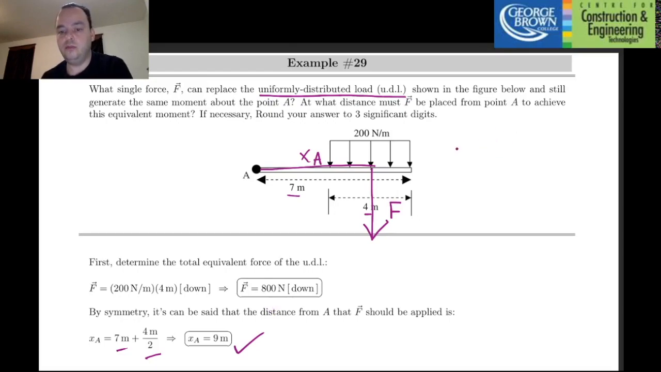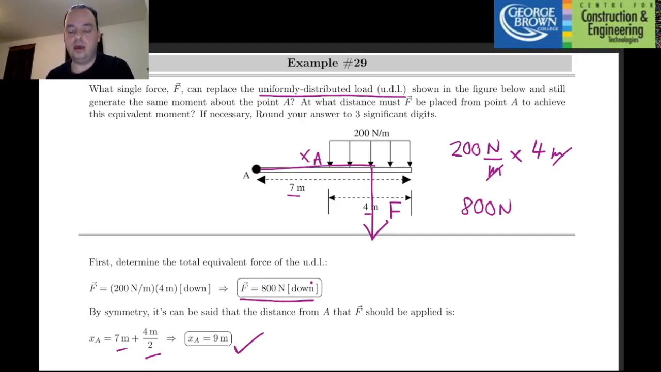So we can take the force and do a similar calculation with the previous question. Take your 200 newtons per meter and multiply by... So the question is 7 meters, 4 meters, 11 meters. Well, since the UDL is only applied across a length of 4 meters, it would only be meaningful to multiply by the 4 meters length. So the net force there that replaces the UDL is 800 newtons. And it is acting in a downward direction as indicated here with the vector F.